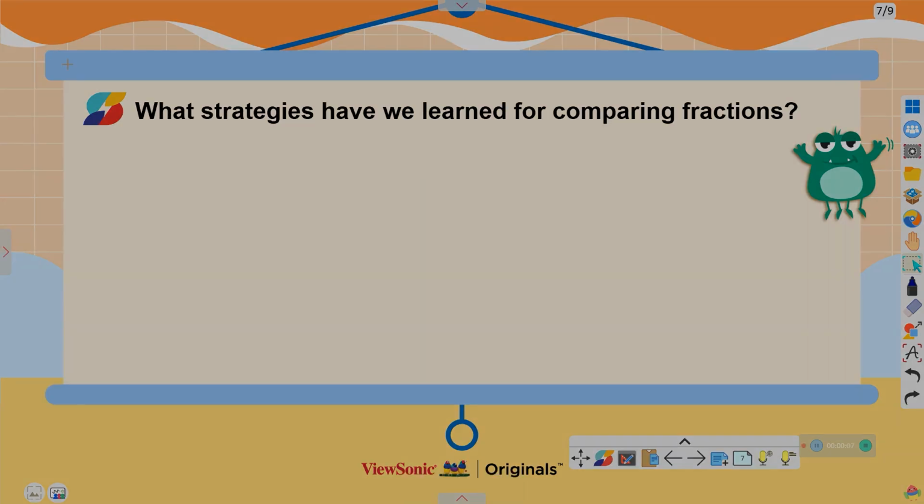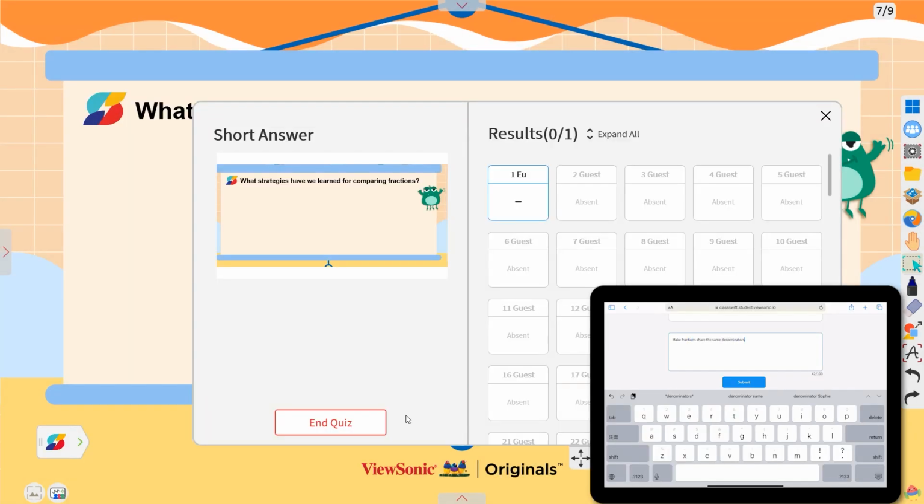What strategies have we learned for comparing fractions? Share your thoughts on the whiteboard.